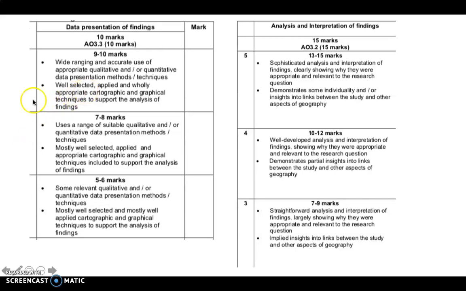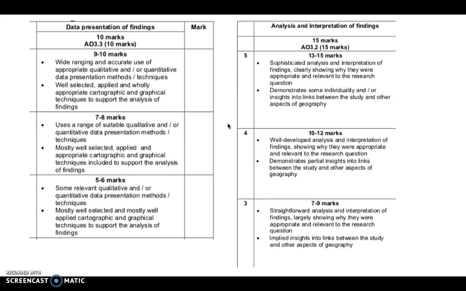If we look first at the data presentation section, which is worth 10 marks altogether, you need to make sure you're using a wide-ranging and accurate use of different techniques, and you need to make sure that they're well selected, so they're appropriate for the type of data that you're presenting. On the other side of your analysis and interpretation, to get to the top mark band there where it says 15 marks, you need to make sure that your analysis is sophisticated, it's very clear, and it's really appropriate to the question that you are addressing.